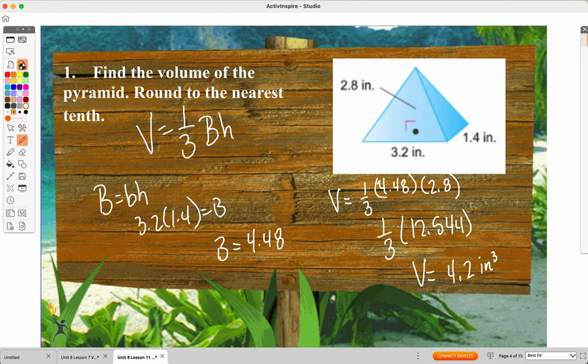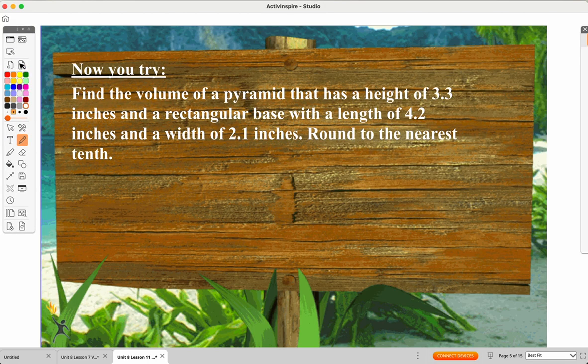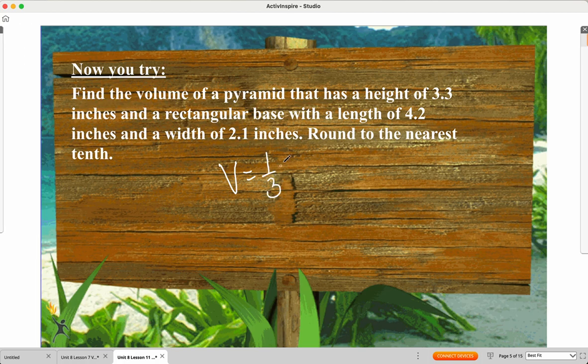All right, why don't you guys give this one a try? It doesn't have a picture, but it has all the information you need in the formula for the pieces, okay? So remember the formula is volume equals 1/3 of big BH. All right, pause the video and then come up with your answer.